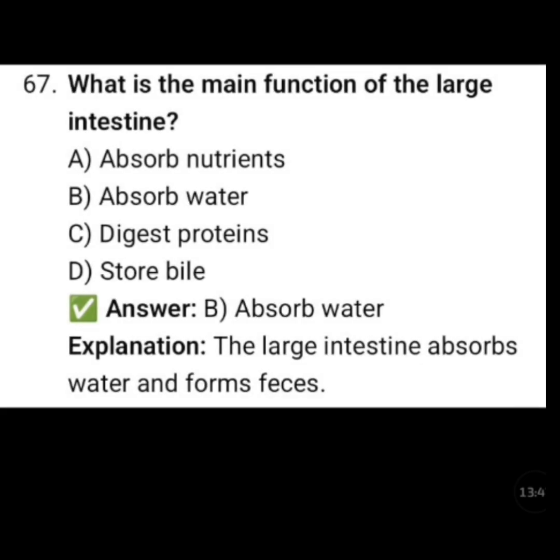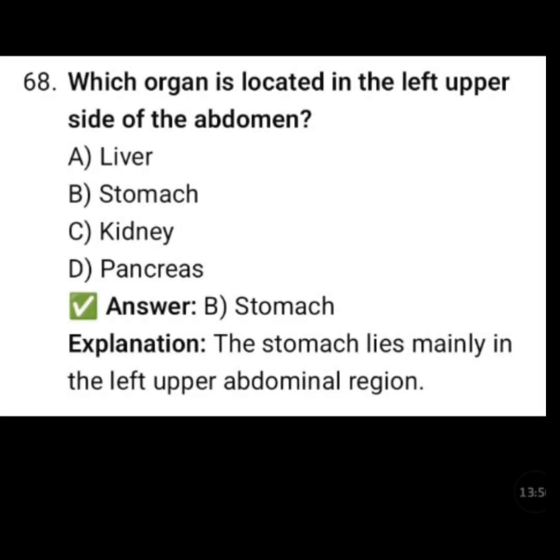What is the main function of the large intestine? Absorb nutrients, absorb water, digest protein, store bile. The correct answer is option B, absorb water. The large intestine absorbs water and forms feces.